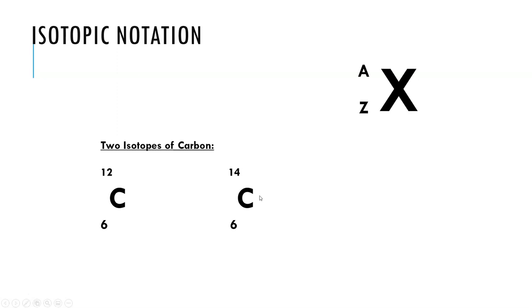So now let's talk about naming isotopes and isotopic notation. This is the general form for the symbol of every isotope. We have an X as the symbol of the element with a superscripted A and a subscripted Z. The superscripted A is known as the mass number. And the mass number is just the sum of all the protons and neutrons in the nucleus of an atom.